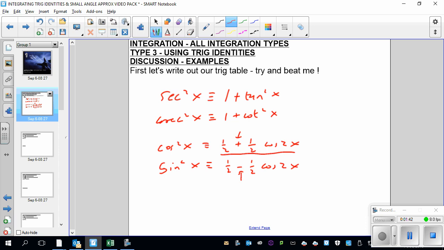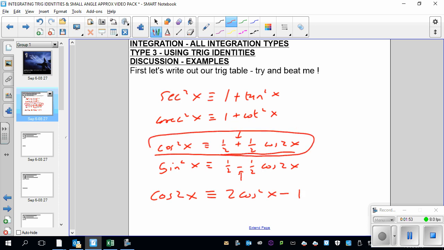If you can't remember, though, these formulas, it does take a bit of time, but you know cos 2x is the same as 2 cos squared x take 1. So to get this first one, all you need to do is make cos squared the subject. So you add 1 to both sides. So we get 2 cos squared x is 1 plus cos 2x. And then you're just going to divide by that 2. So there we go, that's where it comes from. Okay?